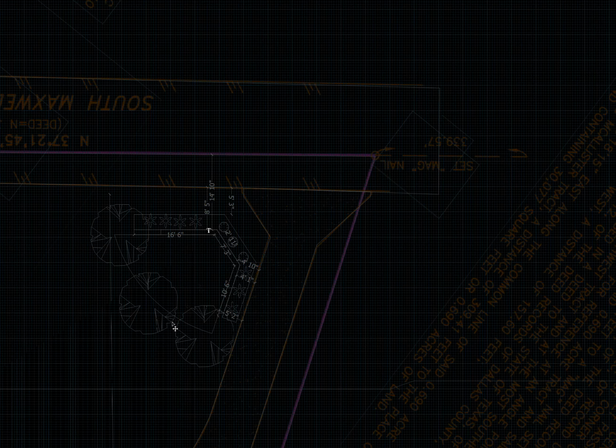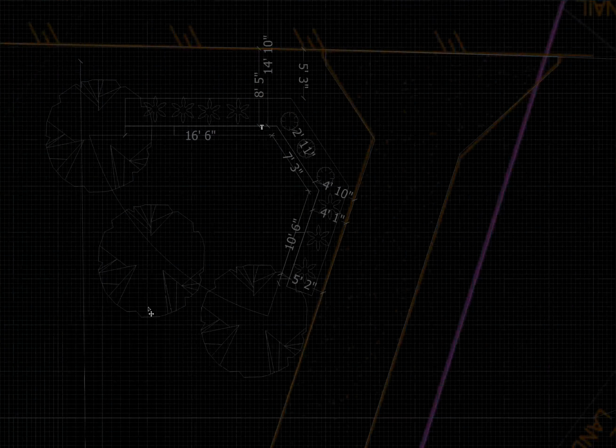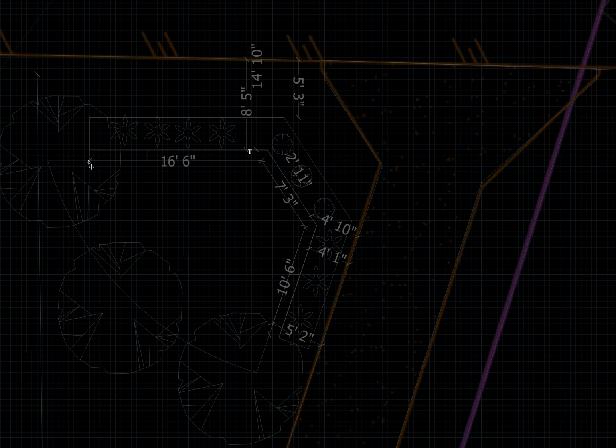Okay, from a measuring perspective, let me zoom in. This leg of the wall is 16 feet 6 inches long. We're measuring from the inside. This is 7 feet 3 inches, and this one is 10 feet 6 inches. So just do the math: 16 plus 7 plus 10 plus a few inches, and that's the total length. Measuring from the street, we're about 8 feet 5 inches from the street at this point. It's a little off, probably goes to 8.6 as the street progresses.